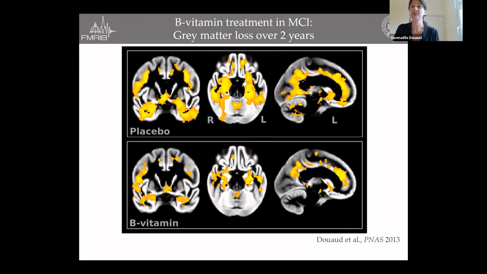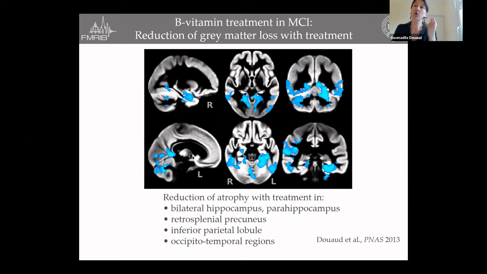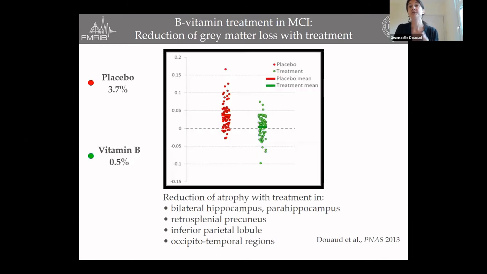Obviously, that doesn't count for anything statistically, because what you need to do is an interaction. You need an interaction between the time and the groups, between the placebo and B vitamins. You're asking, is there a difference in the slope over time? And indeed there is. If you do a formal comparison, you see that in all of these blue regions, we see a benefit of the B vitamin treatment in MCI, with a reduction of atrophy in the regions that really matter: the bilateral hippocampus, the parahippocampus, the retrosplenial precuneus, etc. And in these blue regions, the vitamin B group has lost almost on average no gray matter over these 2 years, but the placebo group has lost almost 4% of their gray matter.